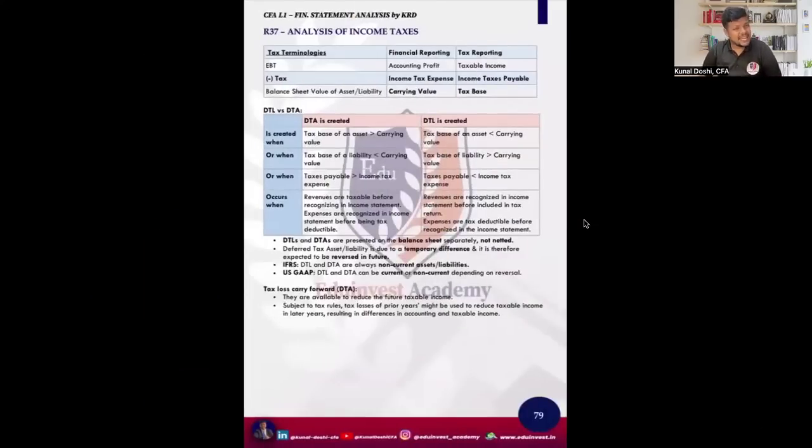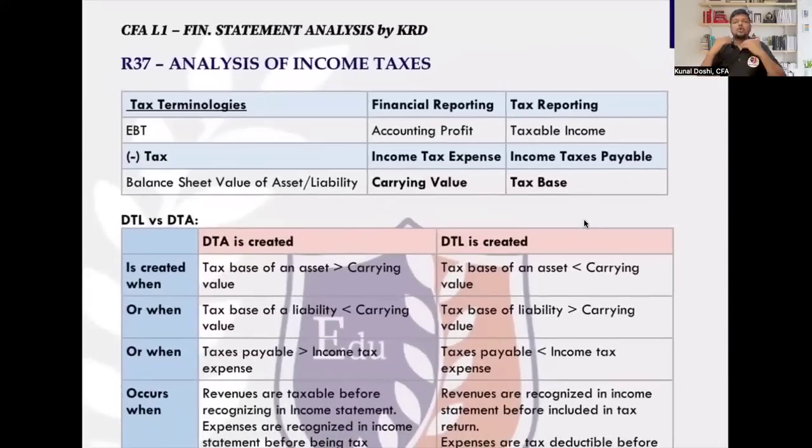Taxes is relatively now a shorter topic. Mostly they ask you the calculation of either a DTA or DTL, and some theoretical questions on valuation allowance or the changes in taxes. So taxes, which was previously a headache for many students, now I'm not saying it's not a headache, but it's relatively lesser. Got it, everyone? So let's begin with taxes. Okay, yes.